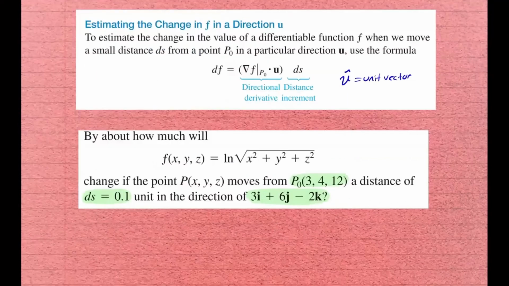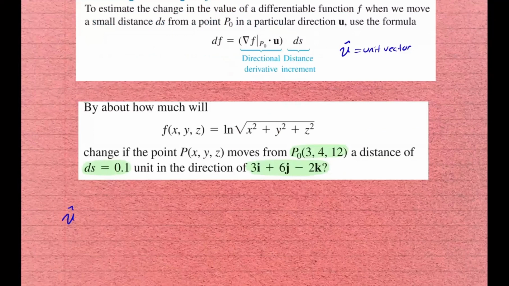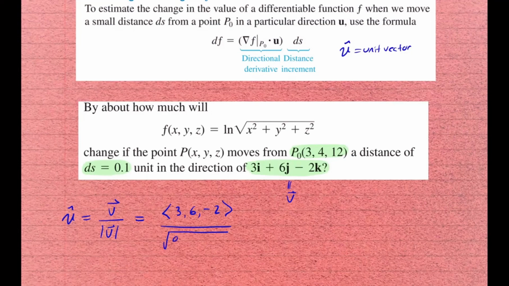So the first thing we're going to do is compute our unit vector u. Let's call this vector v. So u is going to be the vector v divided by its magnitude. The components of vector v are 3, 6, -2. And we're going to divide that by its magnitude. That'll be the square root of 3 squared, that's 9, plus 6 squared, that's 36, plus 2 squared, that's 4.